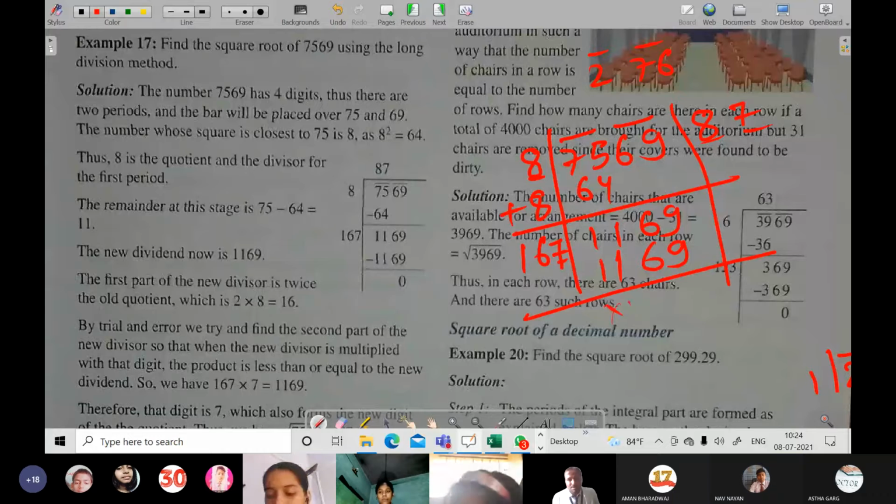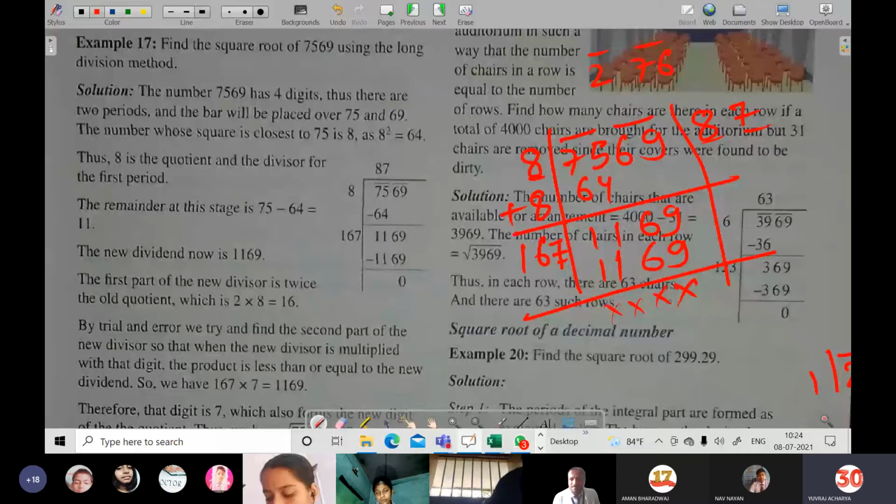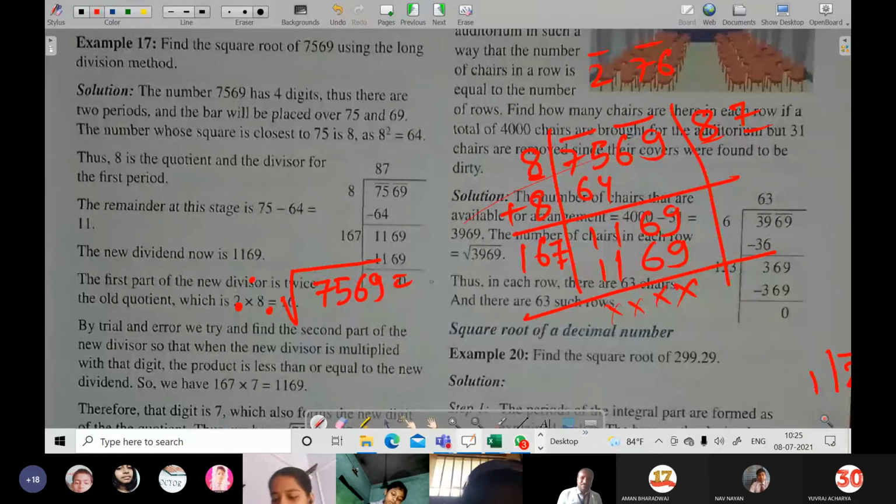So 167 becomes the digit we keep at one's place, that only we multiply with the whole number. And of course, while making, you don't have to write all these steps. Simply you will be showing this long division method, and then after you will be writing, therefore, root under 7659 is equal to 87. These steps had been explained over here so that by reading which you can understand it.